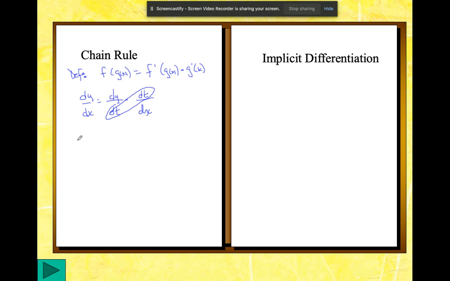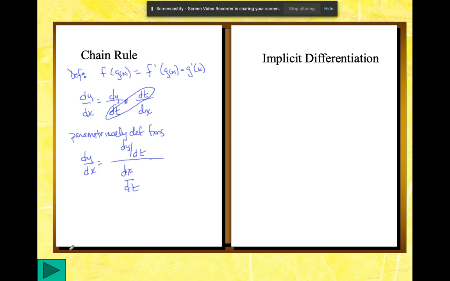Also, you have your formula for parametrically defined functions, which really come from this step. dy dt, which is right here, divided by dx dt, right? Multiplication is the same as division by the reciprocal. Division is the same as multiplication by the reciprocal.